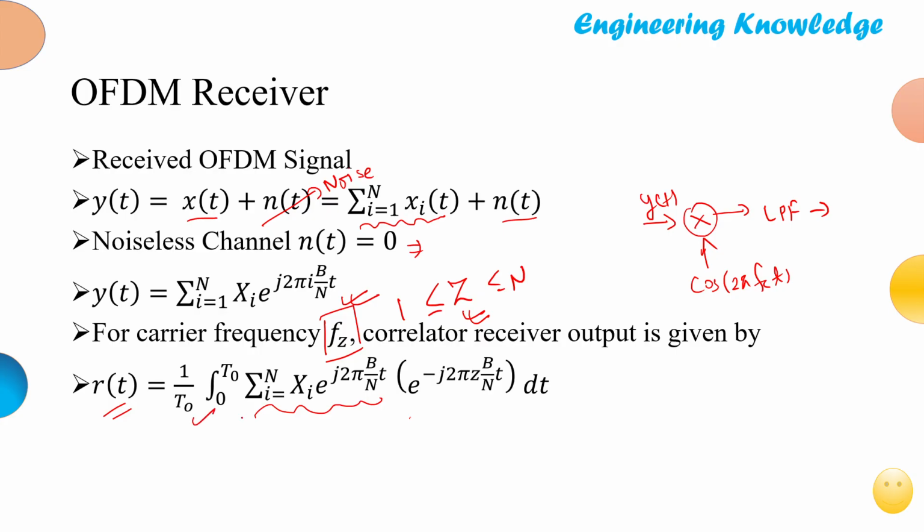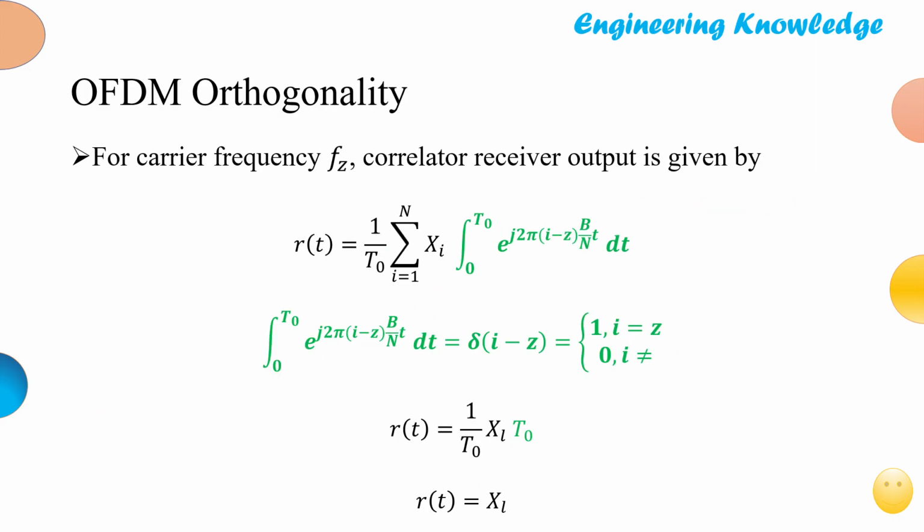We will have 1 upon T0, integration 0 to T0, summation i equal to 1 to N, x_i e raised to the power j 2 pi i B n t. This is my OFDM received signal, and this is the correlator carrier, the carrier f_z corresponding to the zth carrier. So if I modify it, I can take common e raised to the power j 2 pi (i minus j) B upon N t dt. Now what we want r(t) to be is x of j. Understand this, x of j, or suppose x of L. So for that to happen, we want everything else to become 1, which means this component should become 1.